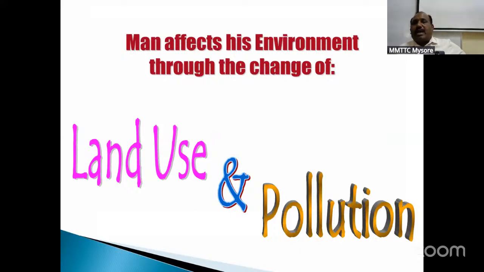Now, man affects his environment through the change of land use and pollution. Man is the only person responsible for what we are facing in the greenhouse effect, the thermal pollution, and the heat we are experiencing. All these activities going on are done by us. You can say that it's anthropogenic activity. So man affects his environment through the change of land use and pollution.